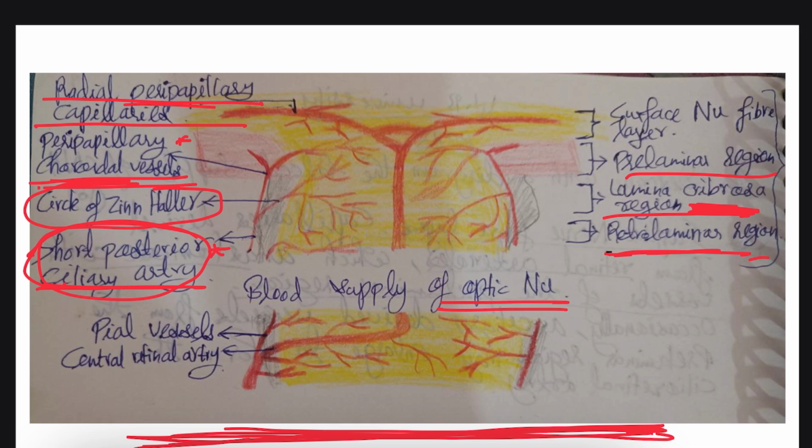And the central retinal artery provides the centripetal branch and also the centrifugal branch. This is the central retinal artery which provides both centripetal and centrifugal branches, and the centripetal branches are derived from the pial vessels. Okay, so I think everyone is clear about the blood supply. So now I am just revising.